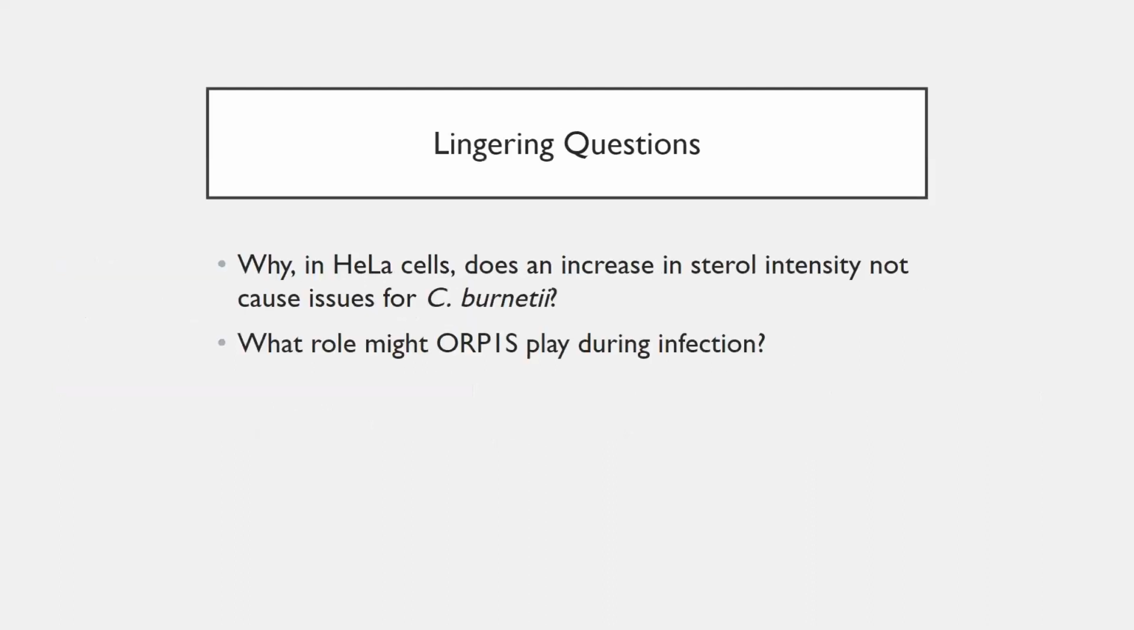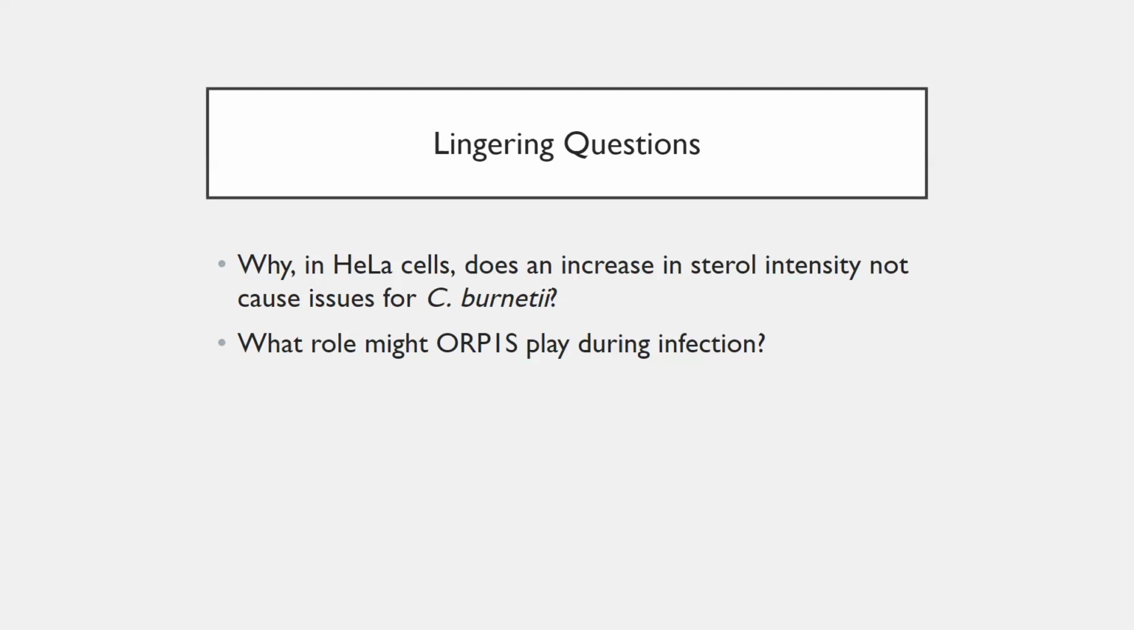And then, of course, we have lingering questions that weren't quite answered by the paper. First, as I just alluded to, why in HeLa cells does an increase in sterol intensity not cause issues for Coxiella? They didn't really offer a reason why. I guess that might come down to how HeLa cells have been drastically undifferentiated over time, and they're very homogeneous and not the best model anymore. So that is likely an explanation.